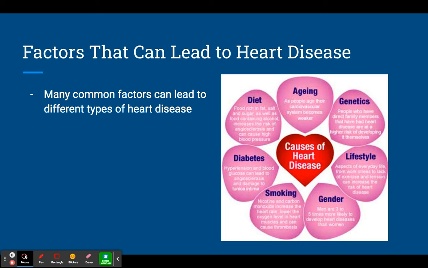So just some factors that can lead to heart disease. These are very broad factors, so not specifically just to HCM, but they include diabetes, possibly being overweight and obese, a poor diet, physical inactivity, and an excessive use of alcohol.